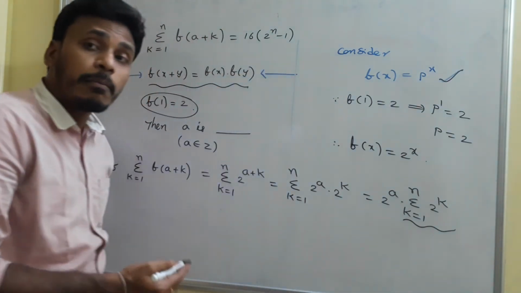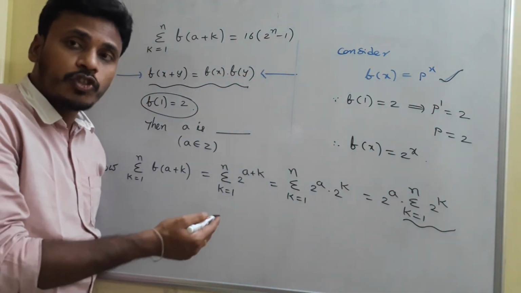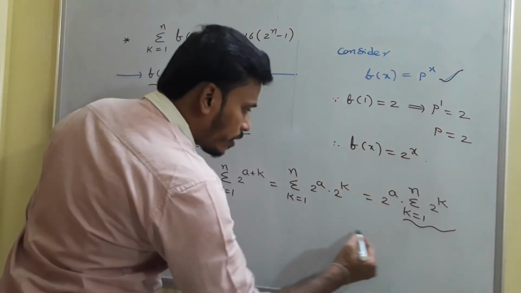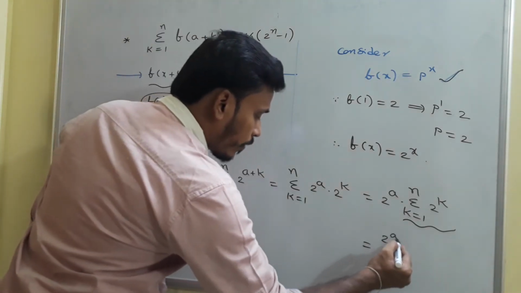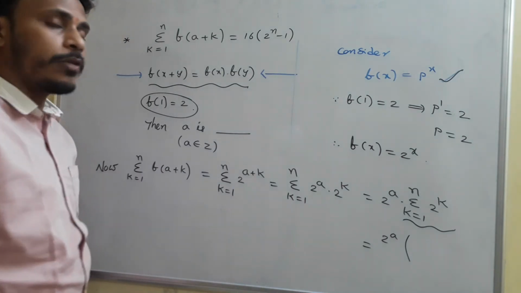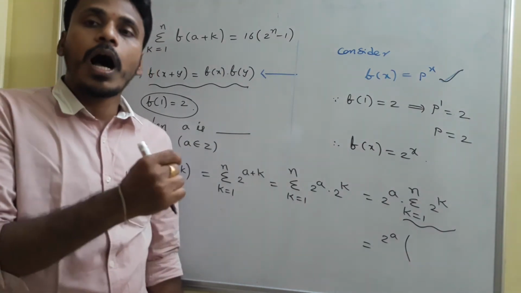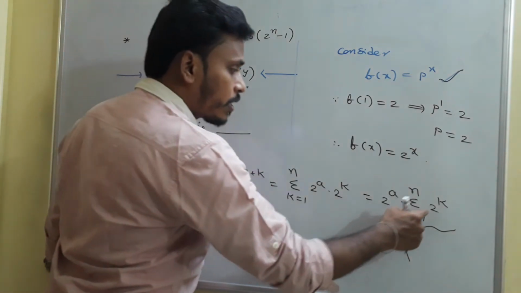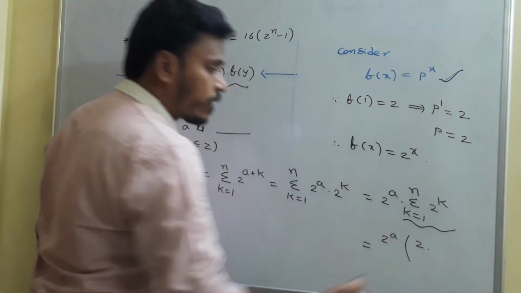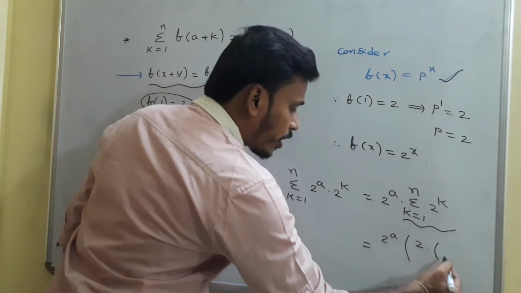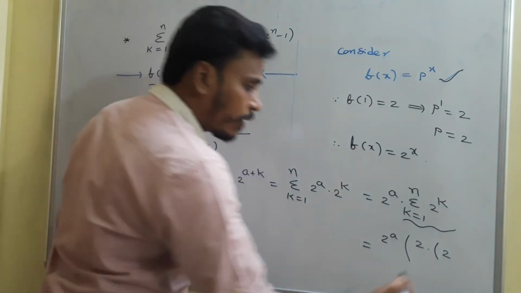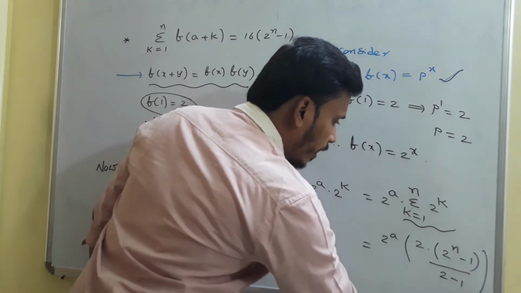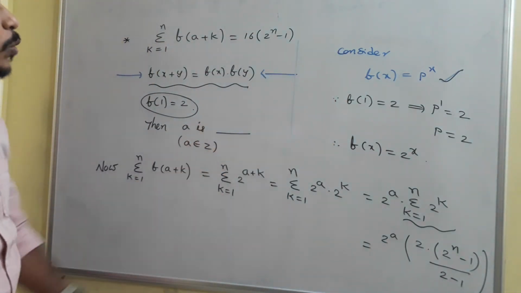The summation forms a geometric progression, sum of n terms of a GP. So this is equal to 2 power a into the sum of n terms of GP, which is a into r power n minus 1 by r minus 1. Here the first term, when you replace k with 1, is 2 itself, and the common ratio is also 2, so 2 power n minus 1 divided by 2 minus 1. The denominator is 1, very clear.